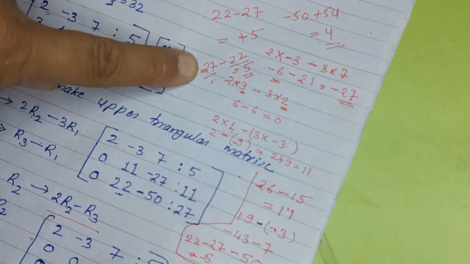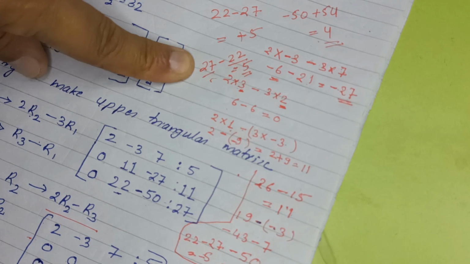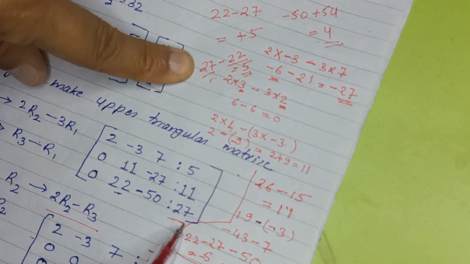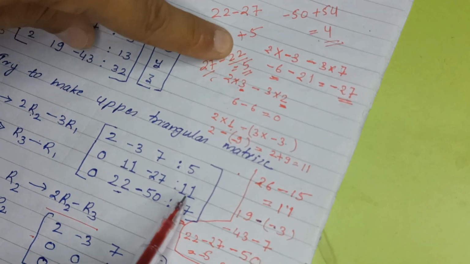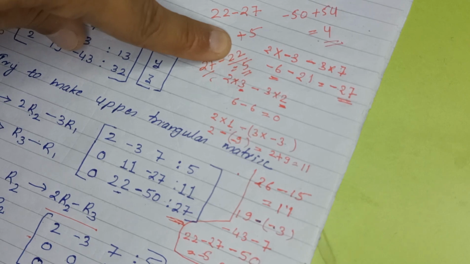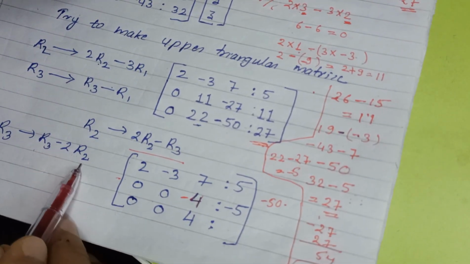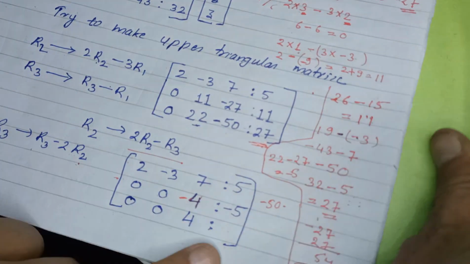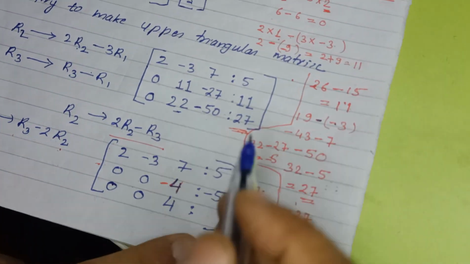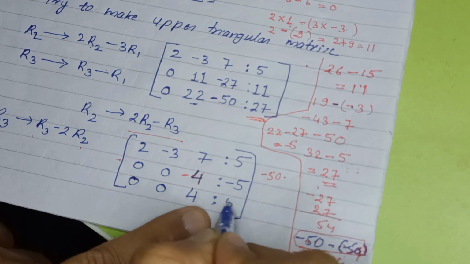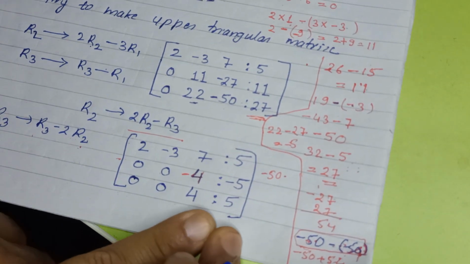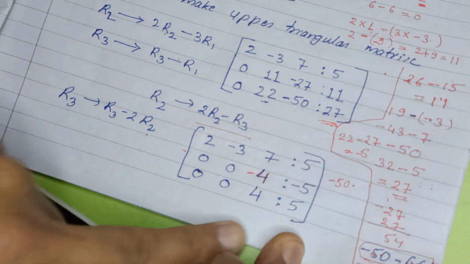Why are we doing 27 minus? Because here you can see 27 is there, and with this we are subtracting 22, because it is into 2. Here you can see r3 minus 2r2. So this is what we wrote, and then we got the answer here. What answer are we getting? We are getting 5. So that's what we got here.